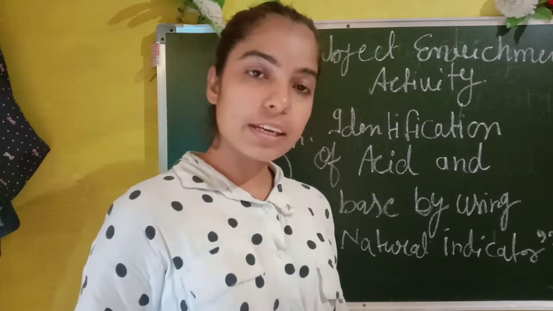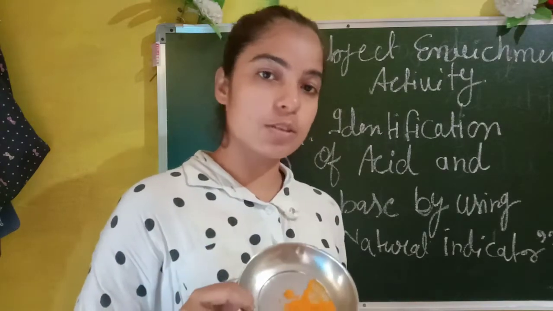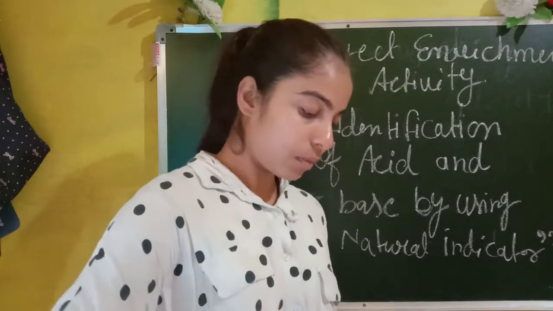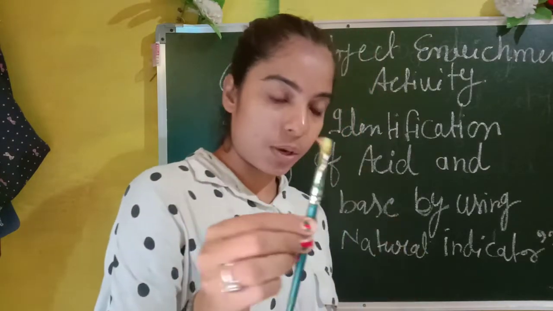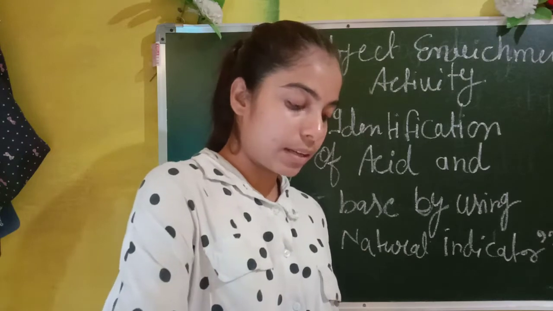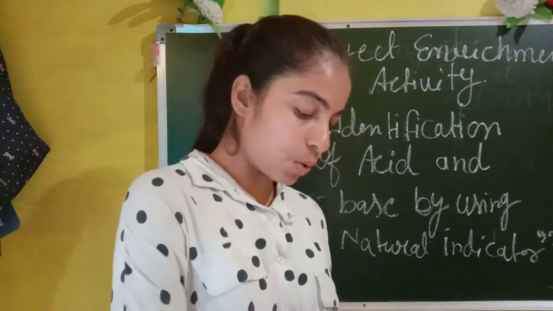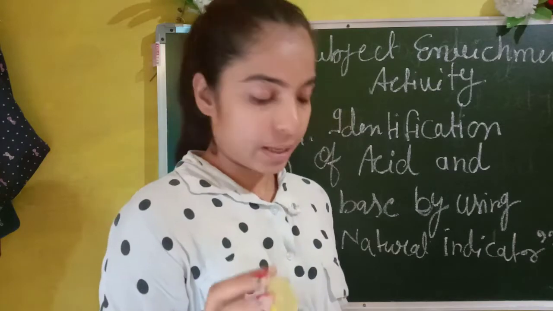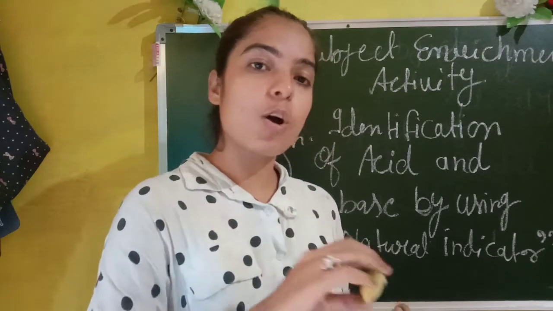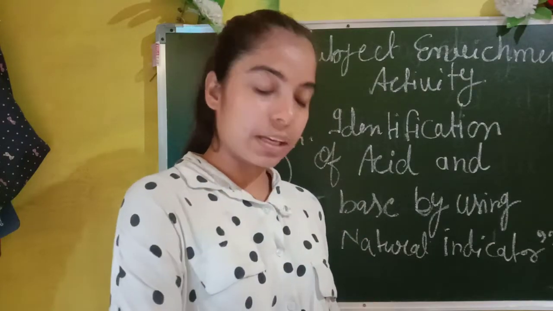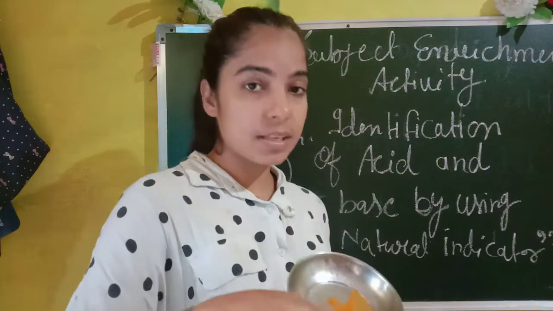As a natural indicator I am using turmeric. You can keep turmeric in any container. For this activity you also need white paper and one brush. You need any detergent which is available in your house. Then you have to take a substance, lemon. You are seeing all these objects required for performing this activity: the lemon, the detergent, and the turmeric, which is the natural indicator. Clear?